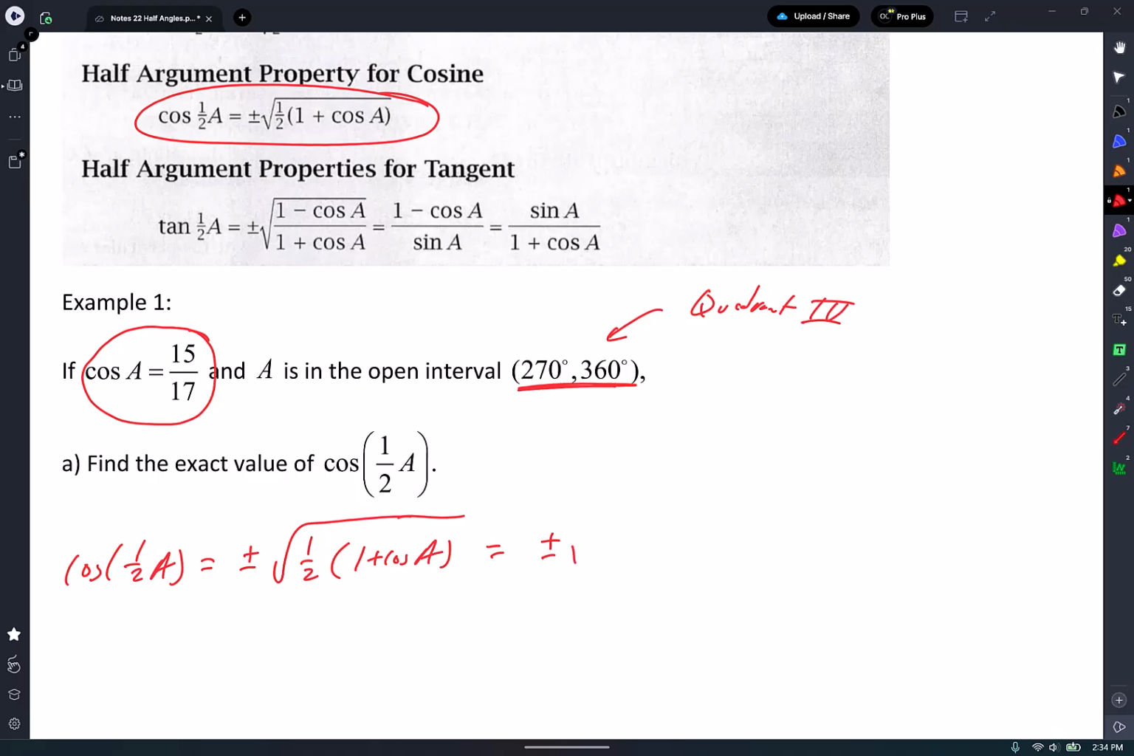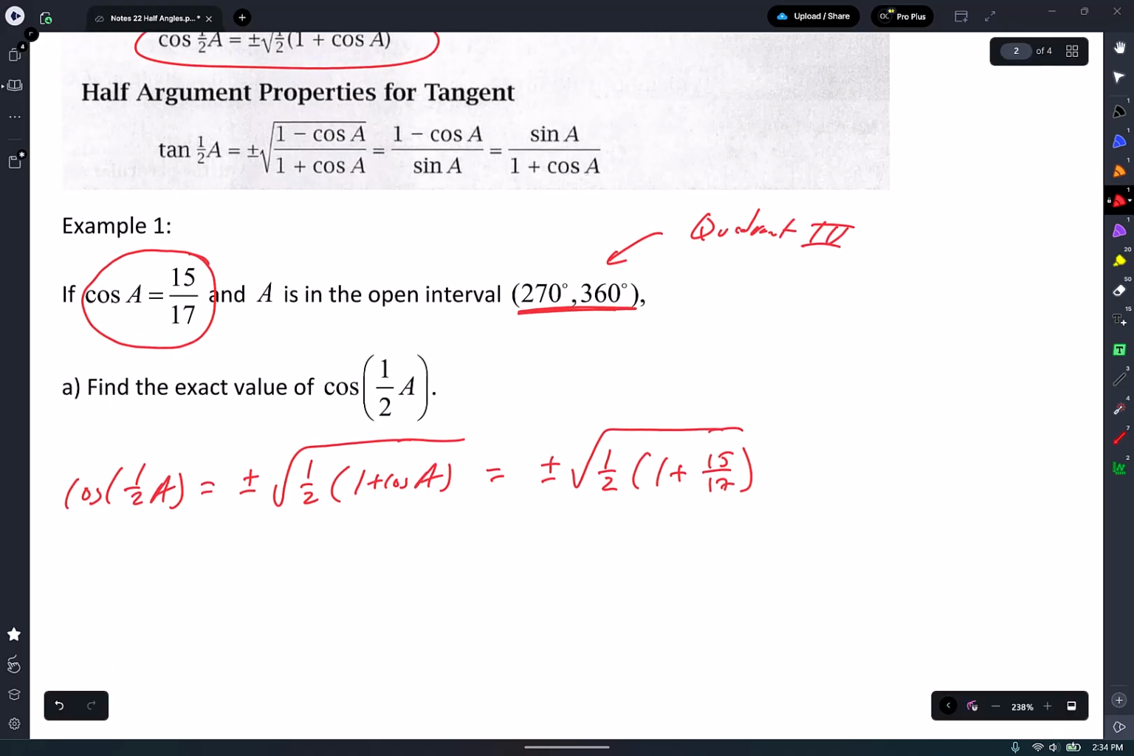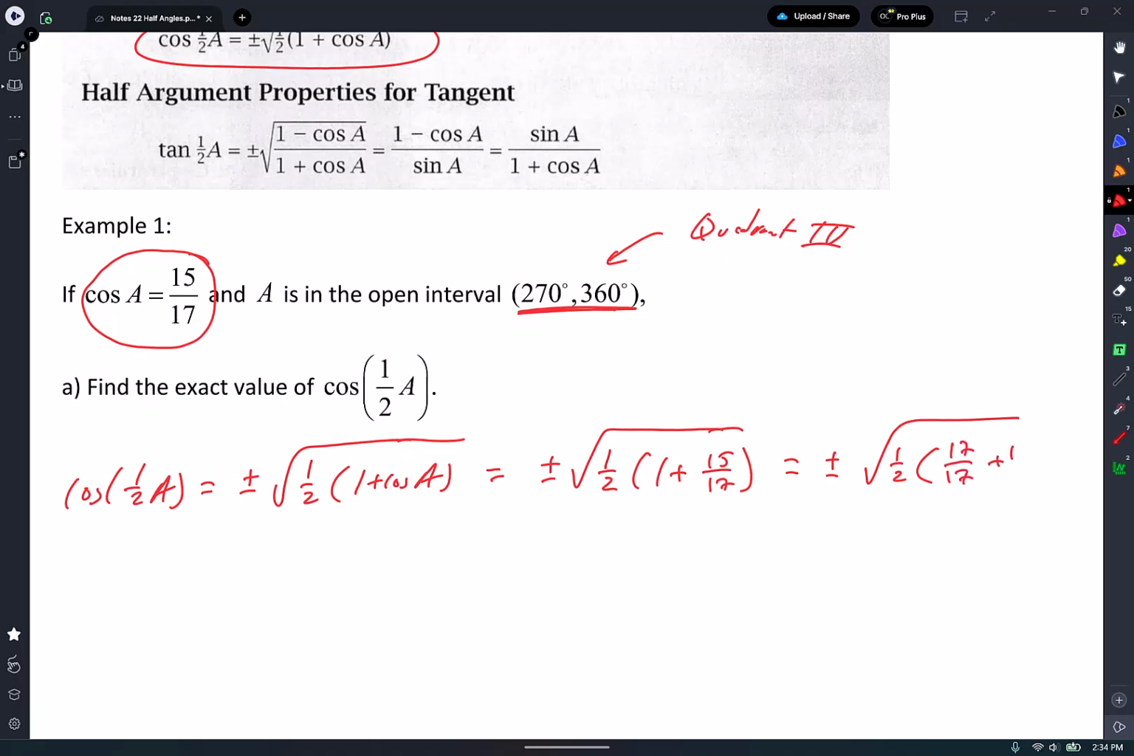What's cosine A? So here we go. Plus minus square root 1/2. Usually I make a new line, but that's fine here. 1 plus 15 over 17. We're still all right? Turn that 1 into 17 over 17. See? So now, let's see what I get. Plus minus square root 1/2 parenthesis 15 plus 17. Not everyone at the same time. 32, guys.